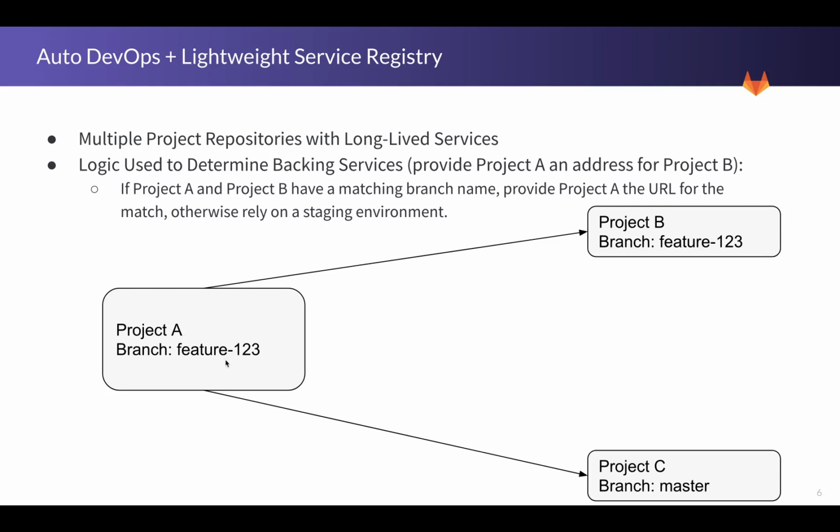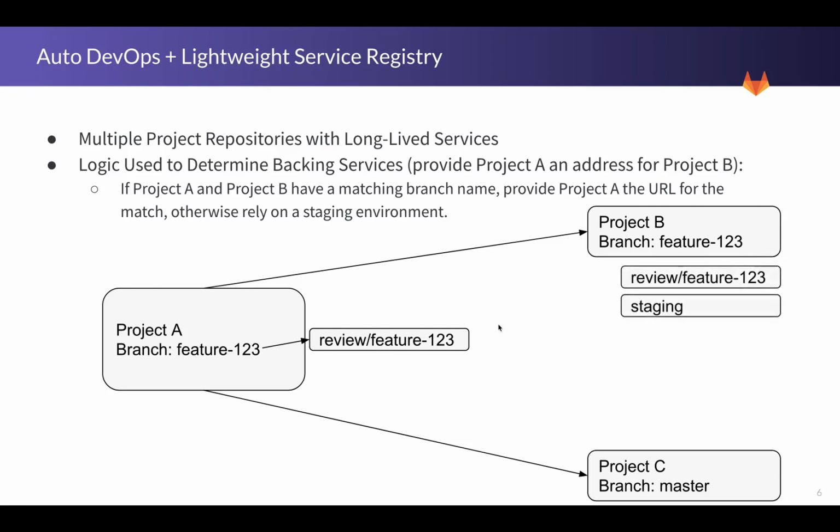Oftentimes, what the development teams do is they'll create a feature branch called Feature 123, and that naming convention will be consistent across all the different projects. So Project A's branch Feature 123 is synonymous with Project B's Feature 123. Ideally, this branch would automatically provision a review environment, and GitLab by default utilizes this branch name as the environment name. So you have project A deployed out to a review environment called feature 123, and project B also has a review environment called feature 123.